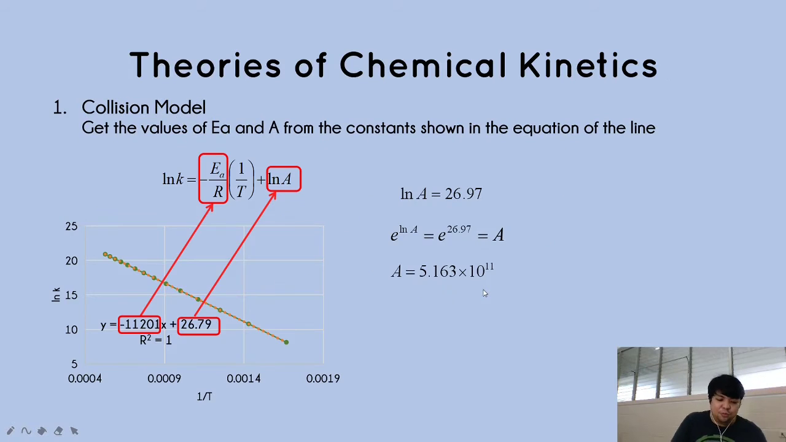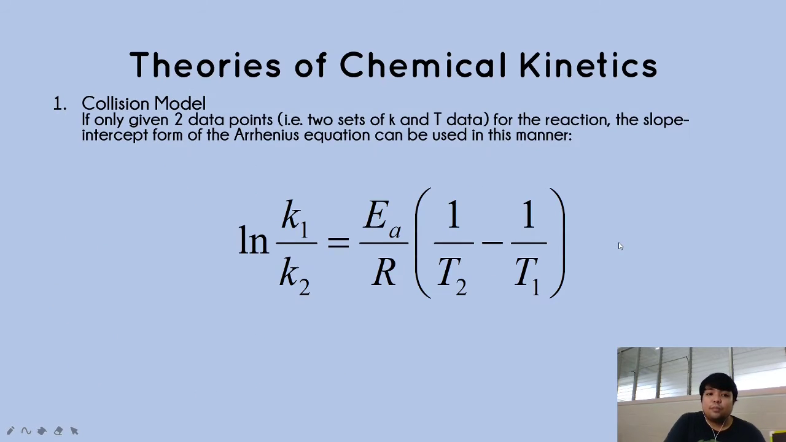So what if you're not given an equation of the line there? What if you're not given a set of data there? What if you're just given 2 data points? So you're just given 2 values of rate constants and 2 values of temperature. By the way, you have to remember that in our Arrhenius equation, our temperature should be in Kelvin. So if it's not in Kelvin, you have to convert it first to Kelvin, okay? So here, if we only have 2 data points, you can use this modified Arrhenius equation here.